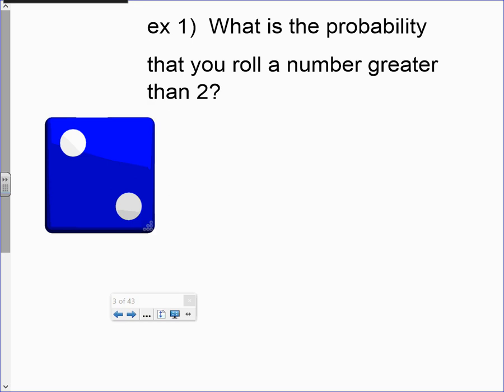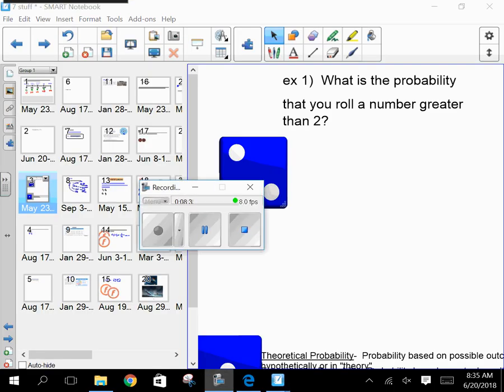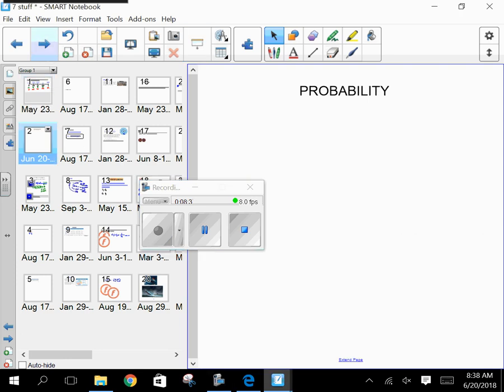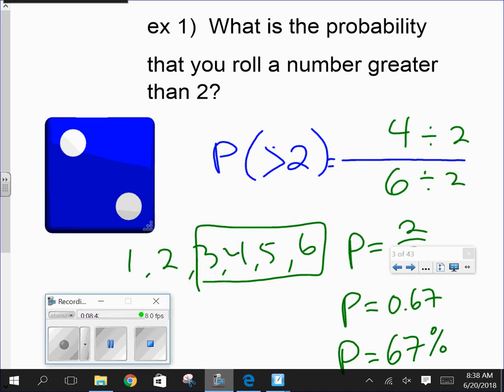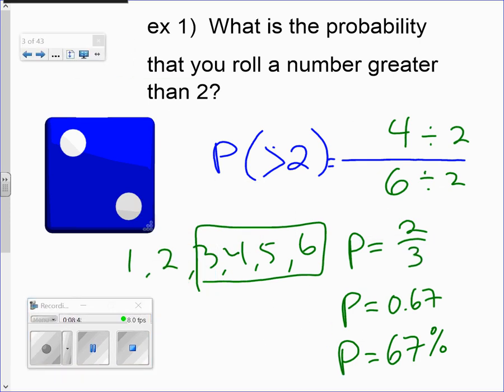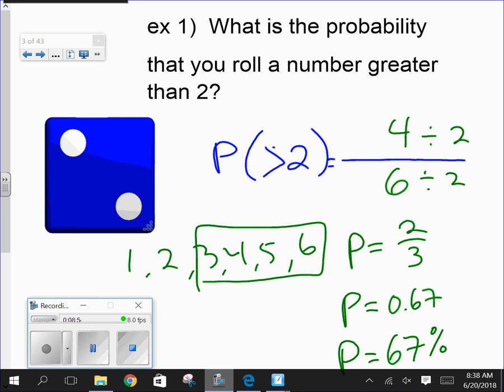So you're expressing it as a percentage? I like that. Hang tight. So here's the probability of greater than 2. Six possible outcomes in the denominator, 4 possible outcomes in the numerator. I express it as a fraction, decimal, or percent.